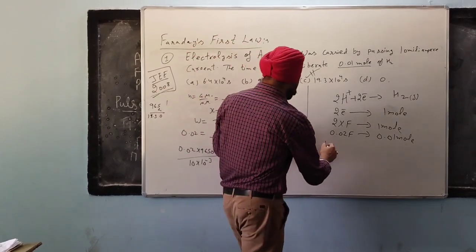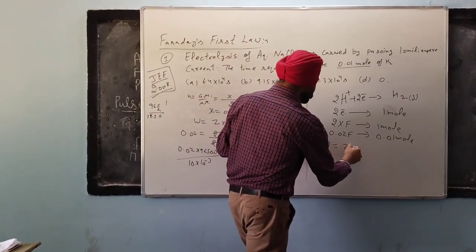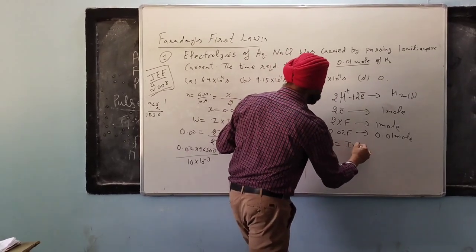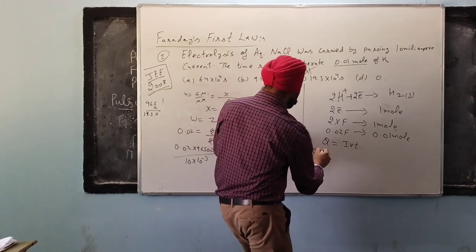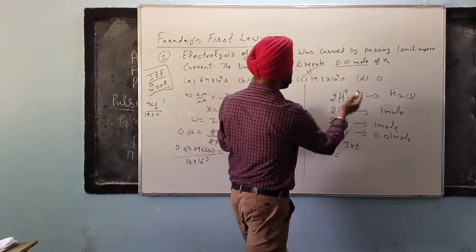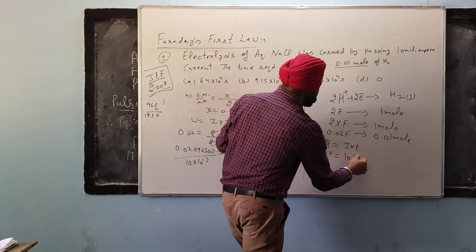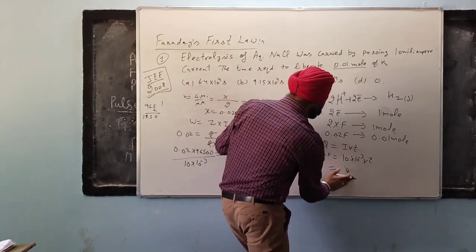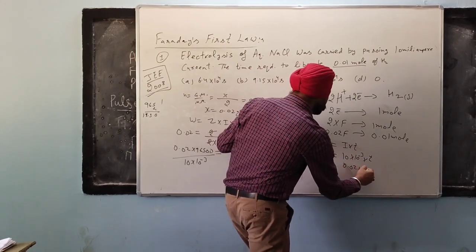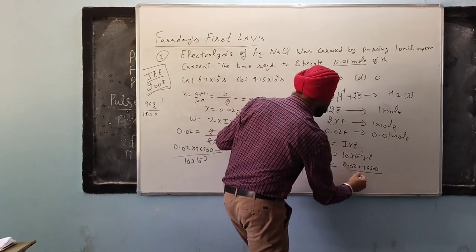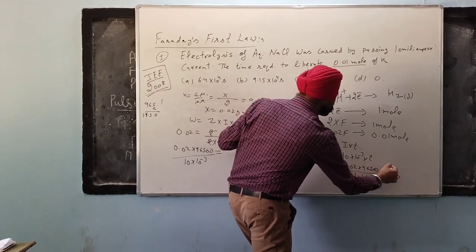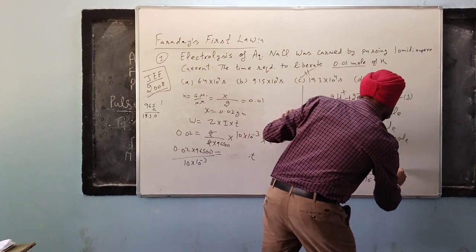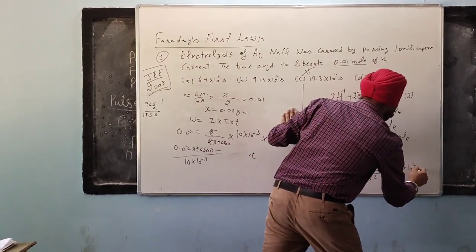Now W is equal to Z into Q, and Q is equal to I into T. So what is Q? It is 0.02 Faraday, equal to I, where I is 10 milliampere, 10 into 10 raised to power minus 3, into T. So T is equal to 0.02 into 96500 divided by 10 into 10 raised to power minus 3. Again we get the answer 19.3 into 10 raised to power 4 seconds.